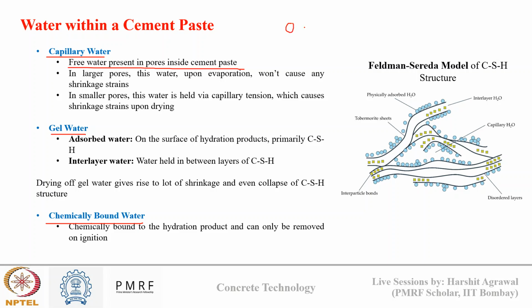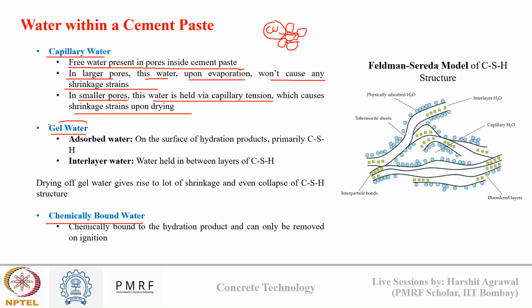Okay, so if I talk about the hydrated cement system, the cement paste system, whatever water is free inside this paste is known as capillary water. In larger pores, this water upon evaporation doesn't cause any kind of shrinkage problem. However, capillary water trapped in smaller pores is held by capillary tension, which can cause some shrinkage upon drying.